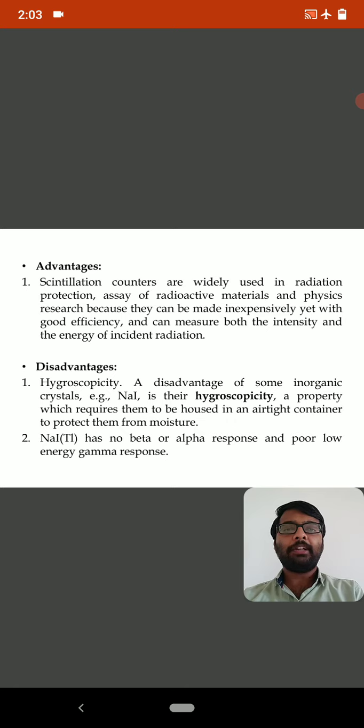So this completes the study of nuclear detectors: one is the GM counter and the other is the scintillation counter or scintillation detector. In our next sessions we will discuss particle accelerators, one being the linear accelerator and the other the cyclotron accelerator. We will discuss those two concepts in the next sessions.